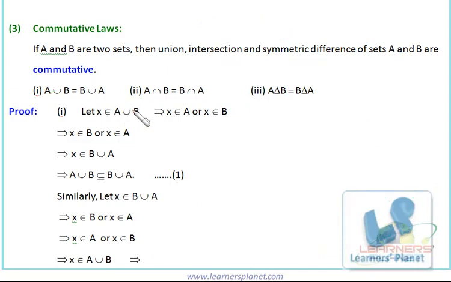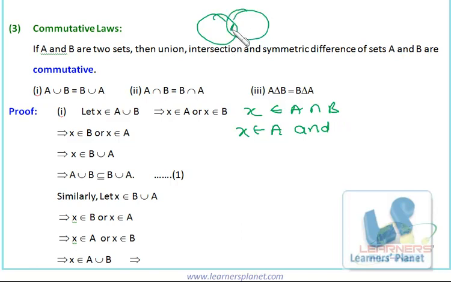Similarly, we can take the second one, A intersection B is equal to B intersection A. So I take X, and X is an element of A intersection B. That means X has to be an element of A and B, then only X will be an element of A intersection B, right? This is the portion that is common. So X has to be an element of both A and B. So X belongs to A and X belongs to B.